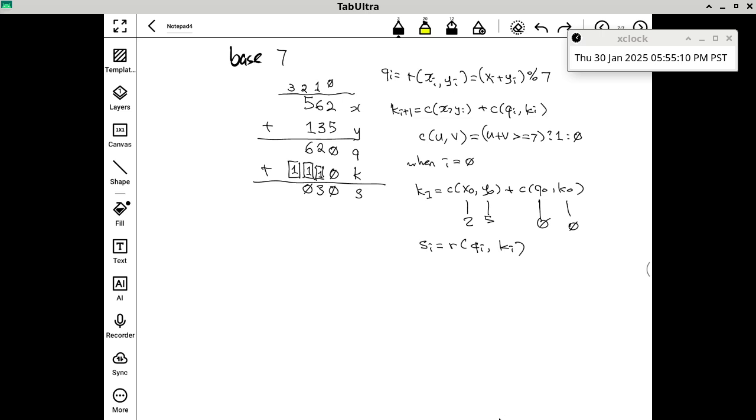Well, let's see how we can interpret this value, because this is in base 7. The whole thing is in base 7. So this is telling us that we have 0 of 1, 3 of 7, 0 of 7 squared, which is 49, and then we have 1 of 7 cubed, which is 343.